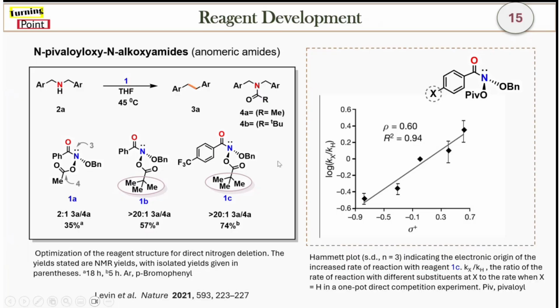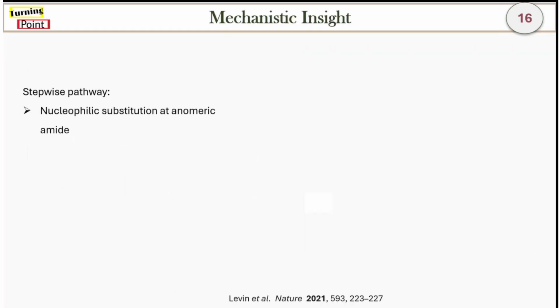So they only gave the example of this CF3 substituted anomeric amide. But this result is indicating that the electrophilic center is involved in their RDS step. So after reagent development, they did some control experiments to study the mechanism, to see whether the proposed mechanism is matching or not. So the first step they proposed is nucleophilic substitution.